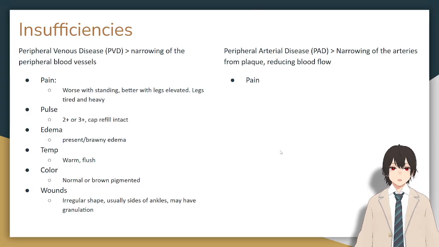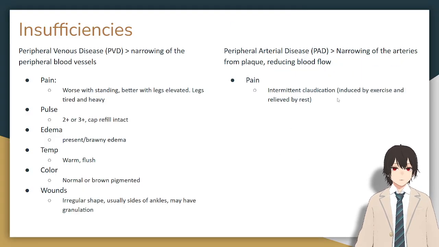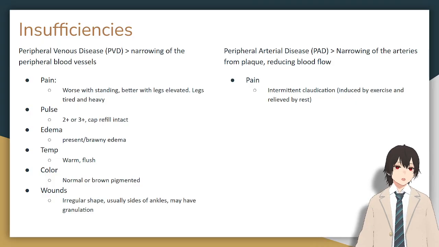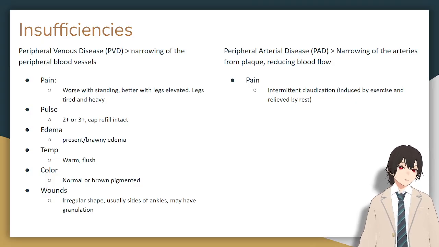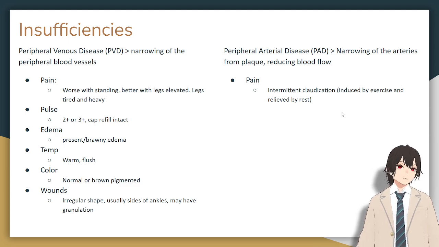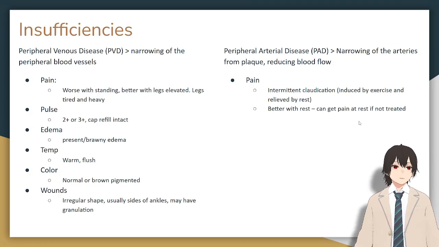So let's talk about the pain, right? You're going to have that intermittent claudication, usually, which is like cramping, and that's induced by exercise and relieved by rest. The reason why it's induced by exercise is because you're increasing the oxygen demand, right? Because your muscles are contracting, and all that stuff that you guys learned about in anatomy and physio, right? And that's why you have pain when you move. And then when it's relieved, it's not constricting so hard. If you don't treat it, there can be pain at rest.